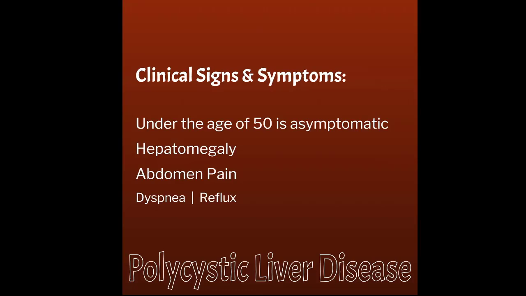Dyspnea and reflux are another thing that occurs. That makes sense too. As that liver increases in size, think about taking a really big breath in and think about how nothing's moving with that giant liver in there. So it's actually going to be hard and painful to take really big breaths in. And then reflux, that liver is probably encroaching on the stomach. And so it makes sense that it might squeeze some of the hydrochloric acid back up into the esophagus, so they might have that acid reflux that goes along with it.